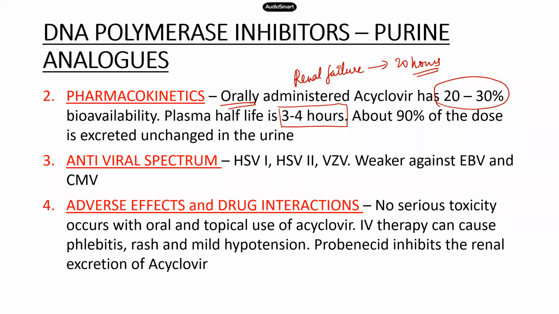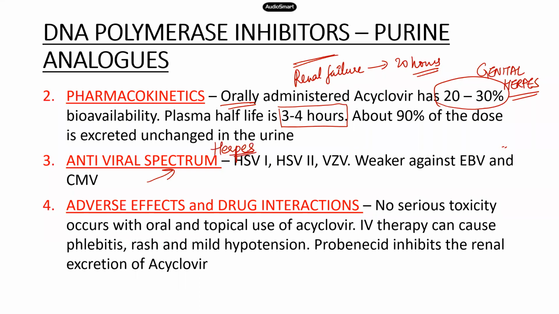And one more thing, since it has 20 to 30% bioavailability, the peak plasma concentrations of this drug are sufficient only for the prophylaxis or the treatment of highly susceptible infections, such as genital herpes, right? So remember these points about genital herpes and giving acyclovir in patients of renal failure, because the plasma half-life extends to about 20 hours in such cases.